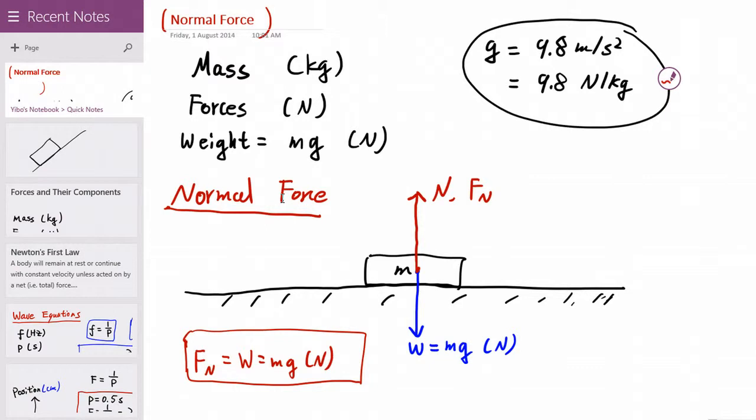Normal force is defined as a force acting on an object perpendicular to its surface, at 90 degrees to its surface. In this case, the surface is the ground, so the normal force is a force acting upwards, which is this in this scenario. So let me show you another example.